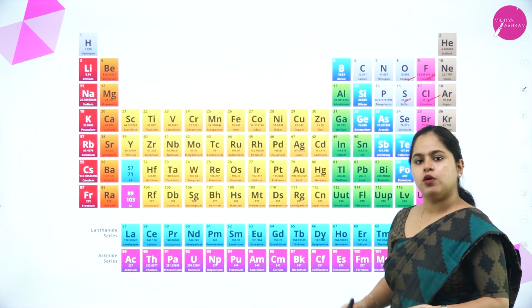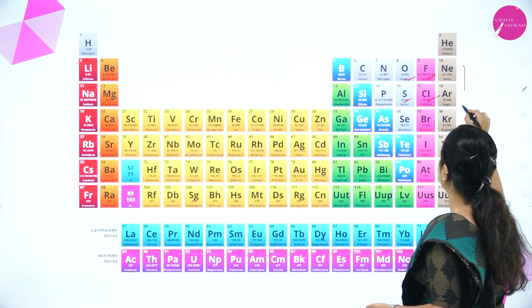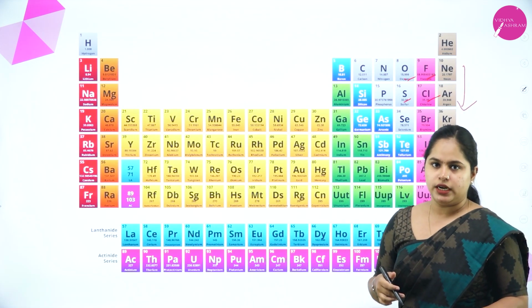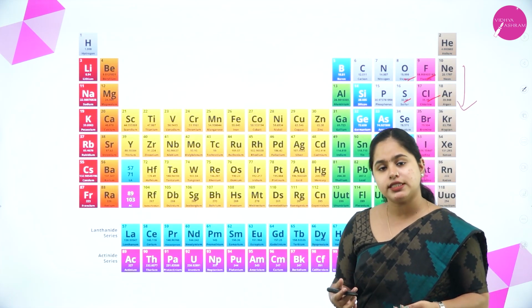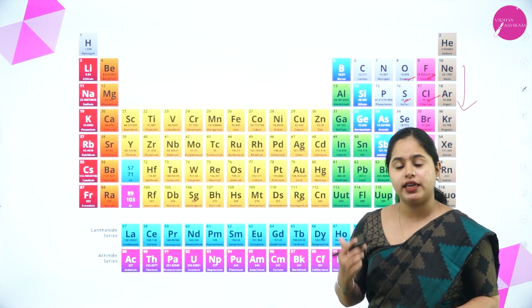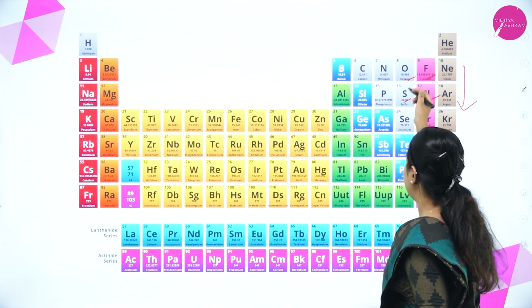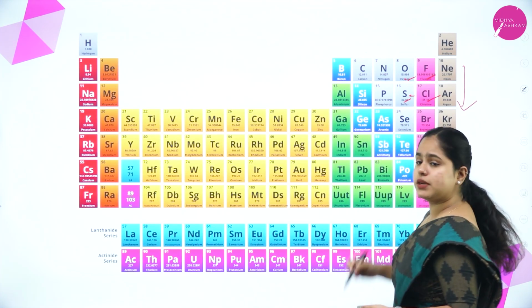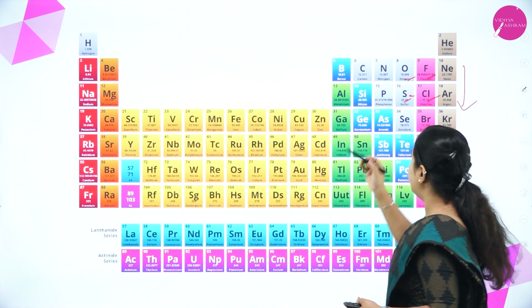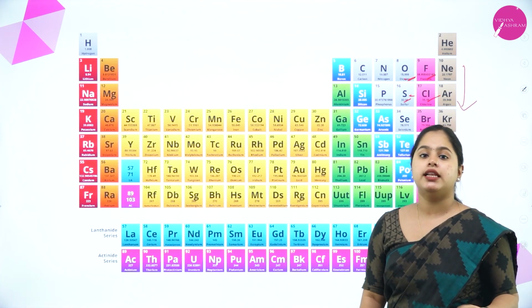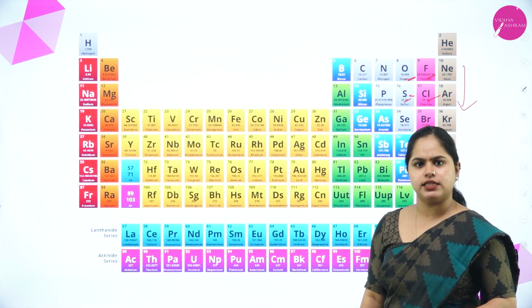So actually, what did we study now? When we move down the group, the electron gain enthalpy should decrease. But it was found experimentally that oxygen has less electron gain enthalpy than sulfur. It should decrease, which means sulfur must have the less negative value. But oxygen is having the less negative value. So why is this?